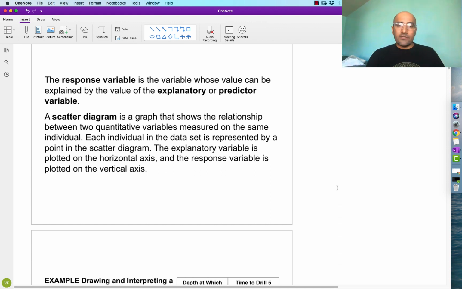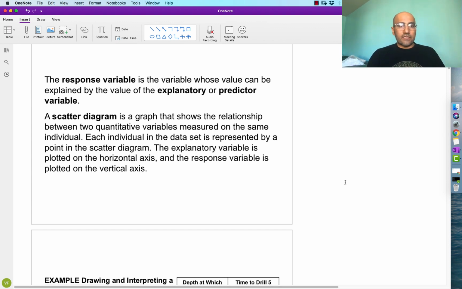A scattergram is a graph that shows the relationship between two quantitative variables measured on the same individual. Each individual in a data set is represented by points in the scattergram. The explanatory variable is plotted on the horizontal axis, and the response variable is plotted on the vertical axis.